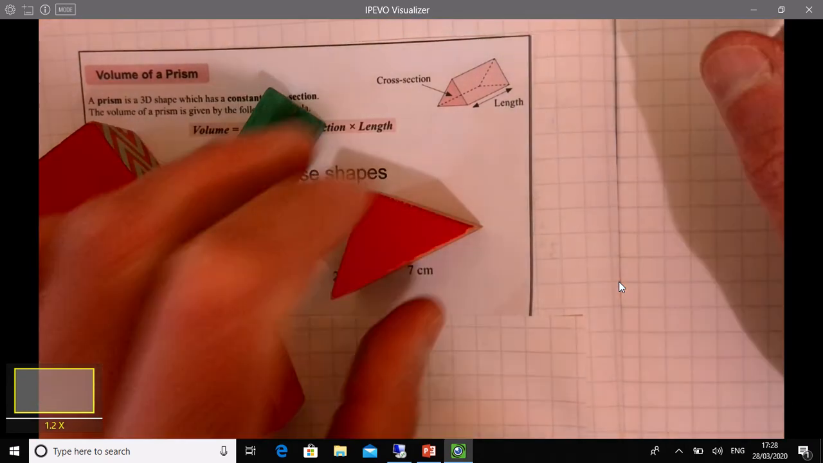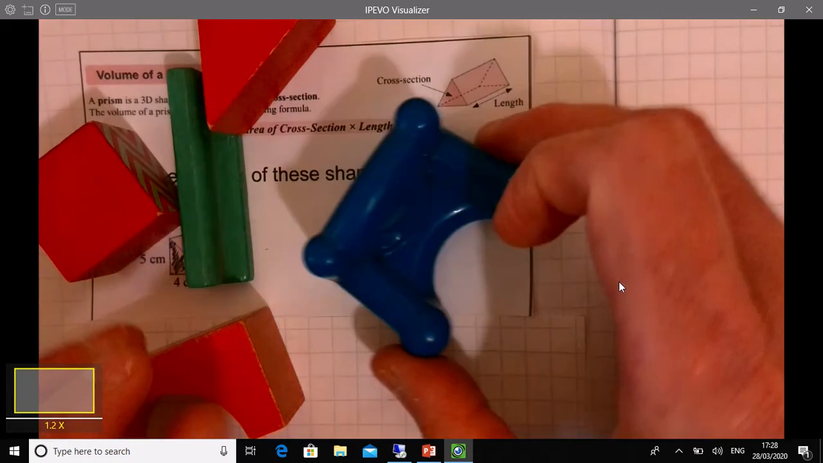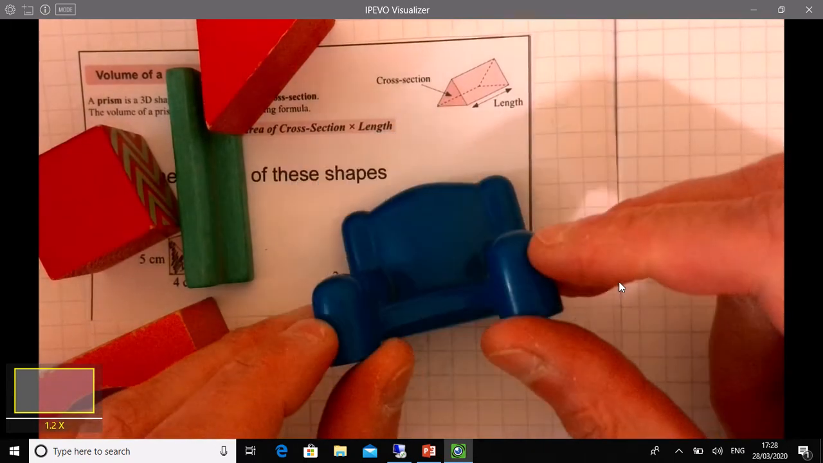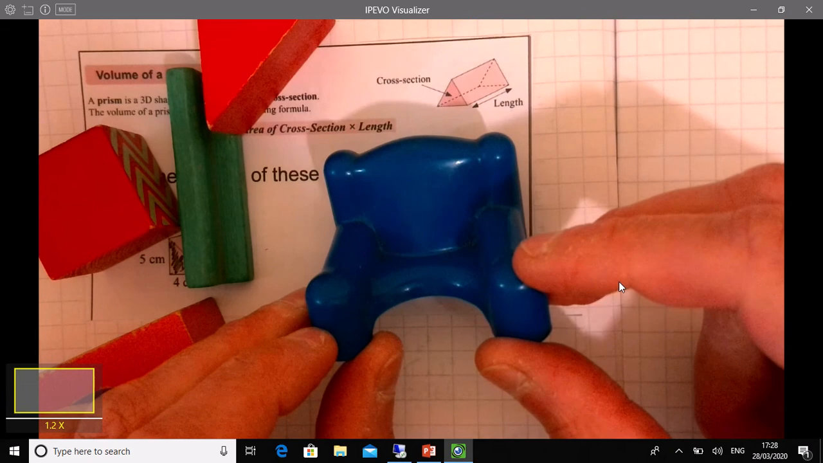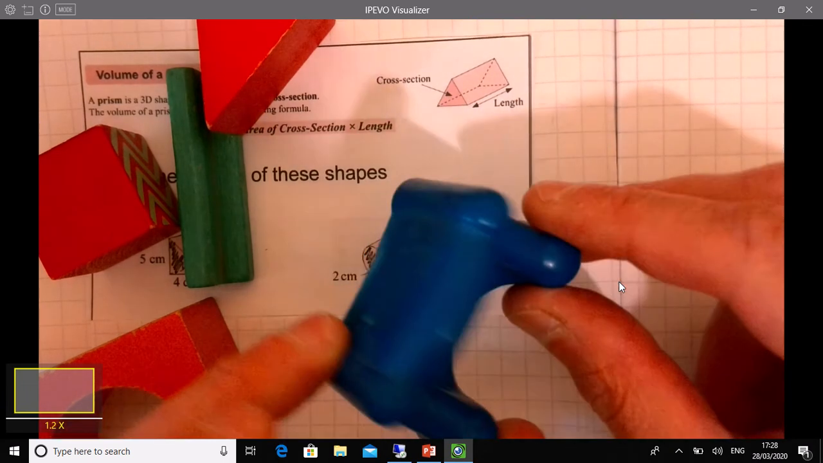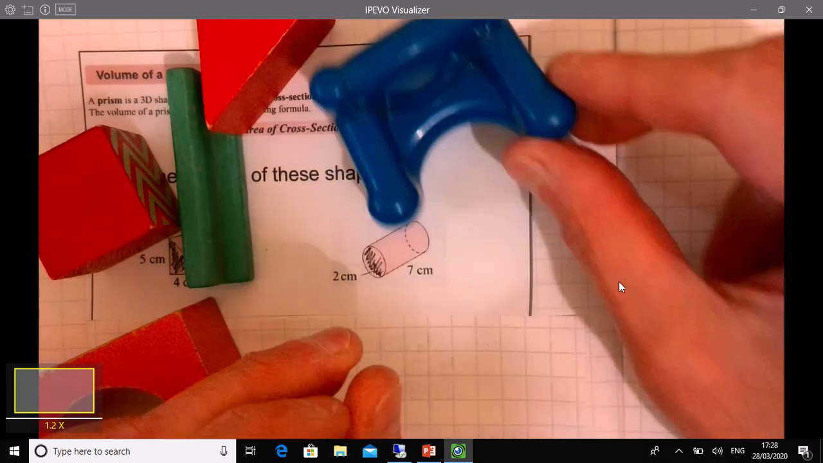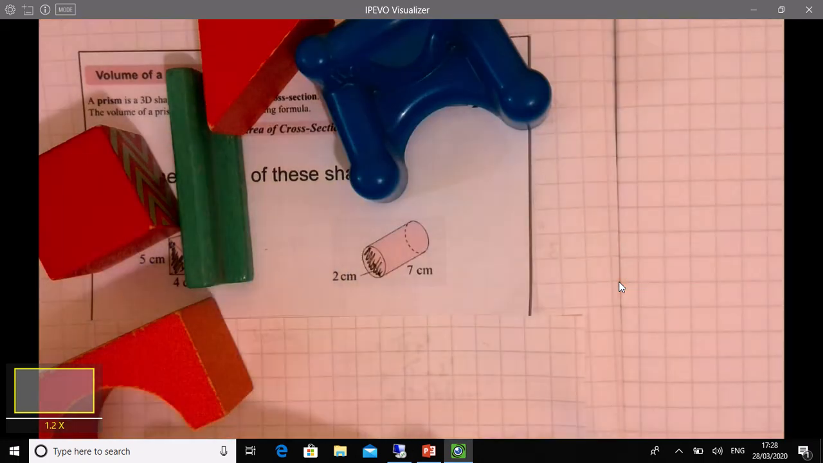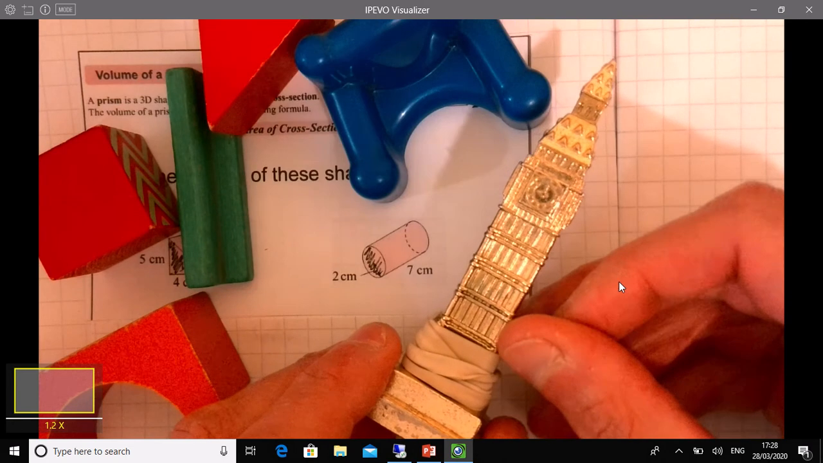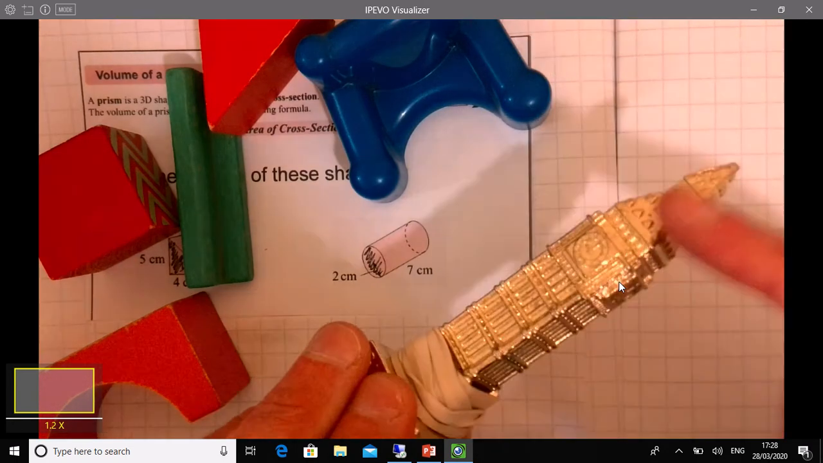Let me show you something that's not a prism. This object here is not a prism because which bit's going to be the cross section? It's not going to make sense, is it? I'll show you a couple more that are not prisms. Look, we've got Big Ben here. Big Ben is not a prism because where would the cross section be?